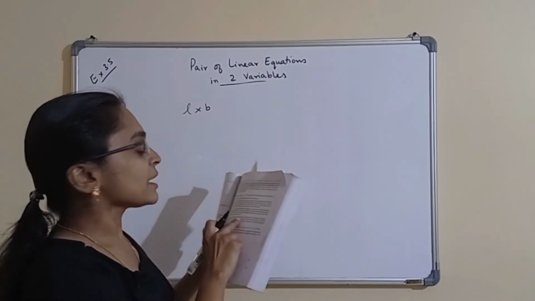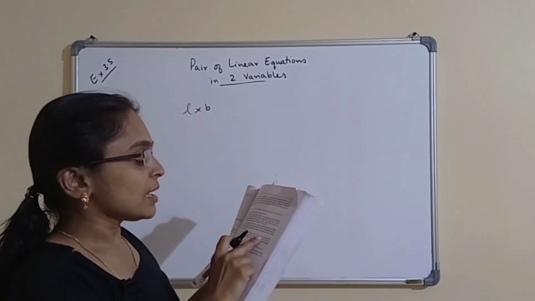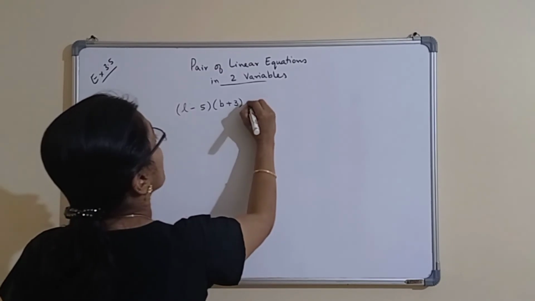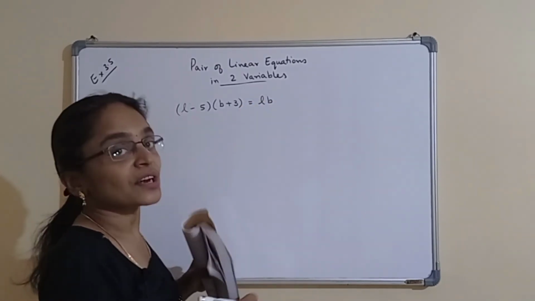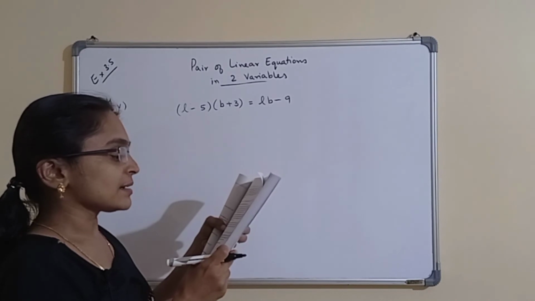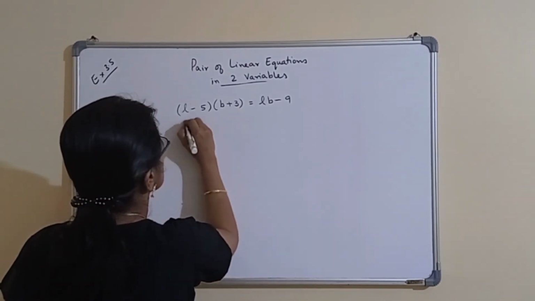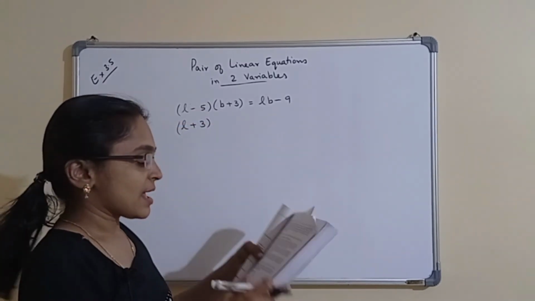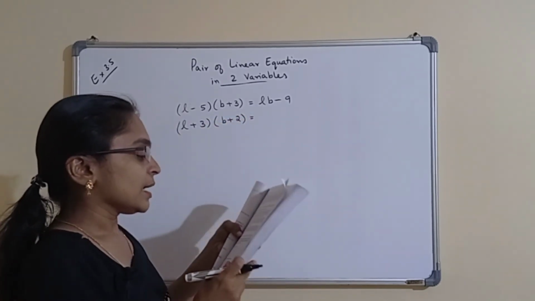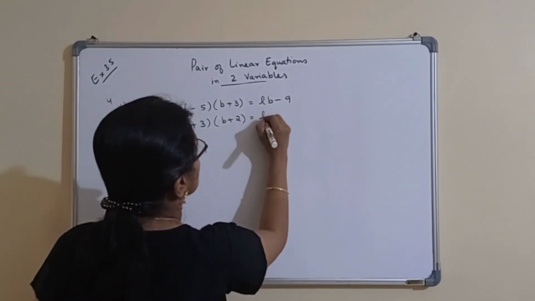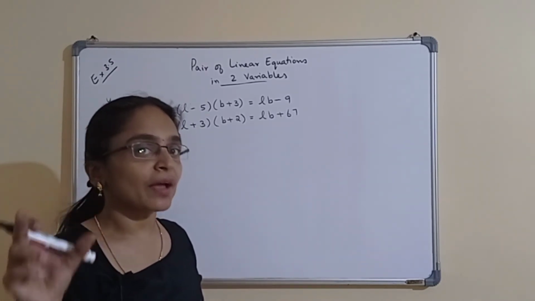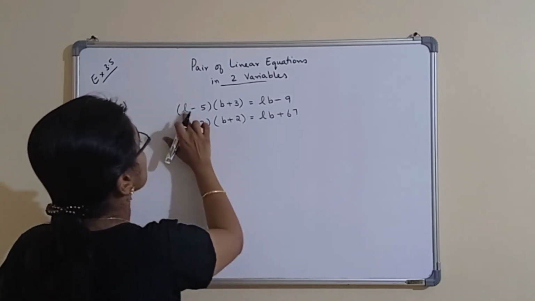So we can take L as the length and B as the breadth. Now the area of a rectangle gets reduced by 9 square units if its length is reduced by 5 units and breadth is increased by 3 units. What will happen to the area LB? It will get reduced by 9 square units, that is LB minus 9. And the next condition is, if we increase the length by 3 units and the breadth by 2 units, the area increases by 67 square units, that is LB plus 67. Now we have to find the dimensions, that is, the length and breadth of the rectangle.